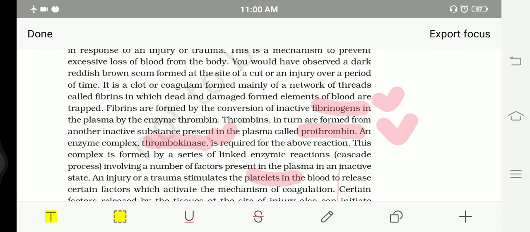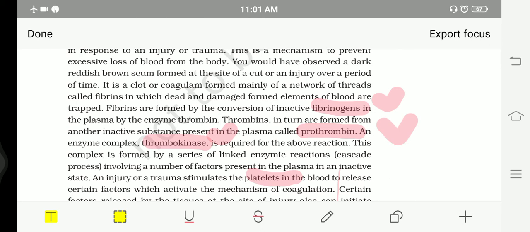Prothrombin is converted into thrombin. This reaction is carried out by thrombokinase in the presence of calcium ions. Here the blood platelets initiate the blood clotting process. Vitamin K is very essential in the liver, where it helps form the prothrombin.